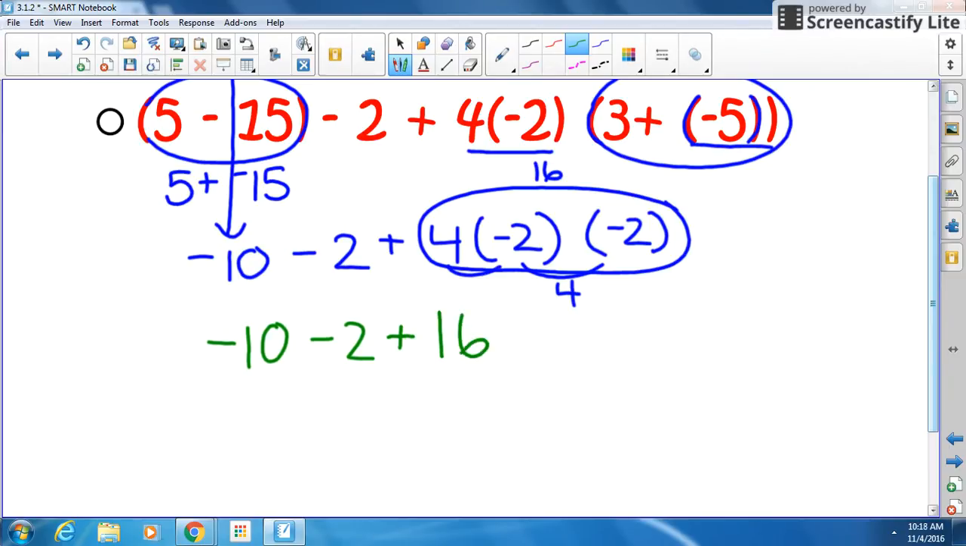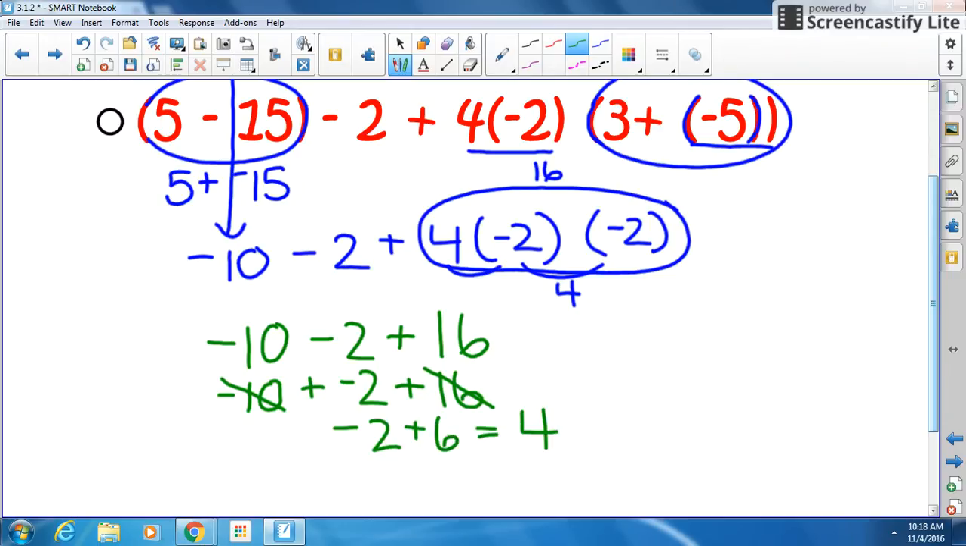Okay, again, I have all addition and subtraction. I can work left to right. I personally like to turn all my subtraction to addition. So my first number stays the same. Subtracting 2 is the same as adding the opposite, so plus a negative 2 plus 16. Again, the reason why I like to do this is if you have all addition, you can work in any order. What I'm going to do is zero these out, and I'd be left with negative 2 plus 6, so my final answer is 4.